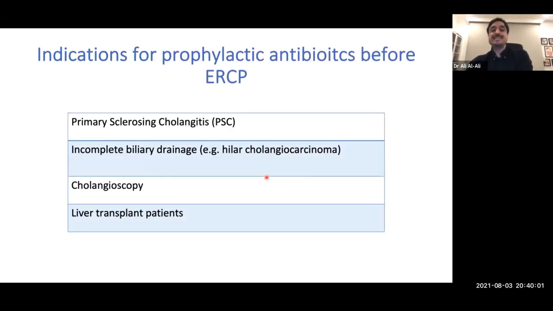So again, we talked about the indications for prophylactic antibiotics before ERCP. As I mentioned, the most important indication is if you don't think we can achieve complete biliary drainage, as in the case of a patient with PSC or a patient with hilar cholangiocarcinoma. These are important indications to give antibiotics before the ERCP. Also if we're performing cholangioscopy, SpyGlass cholangioscopy, and a patient with liver transplant. They're immunocompromised, so most of these patients, if not all, we do give prophylactic antibiotics before ERCP, whether it's for stricture or for a leak.